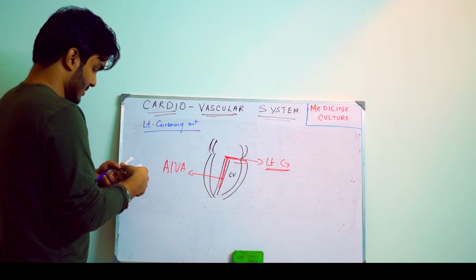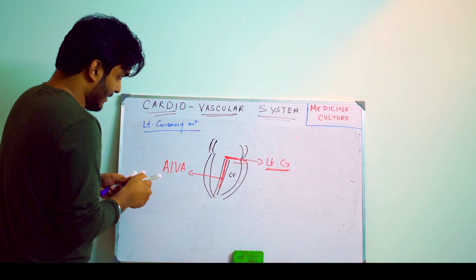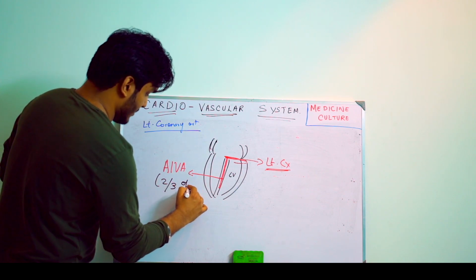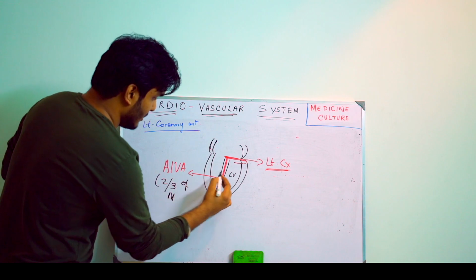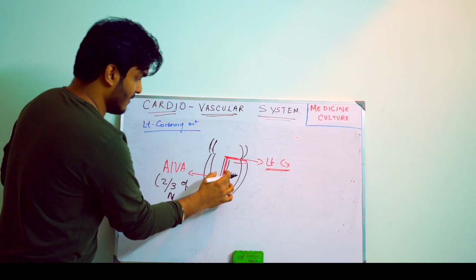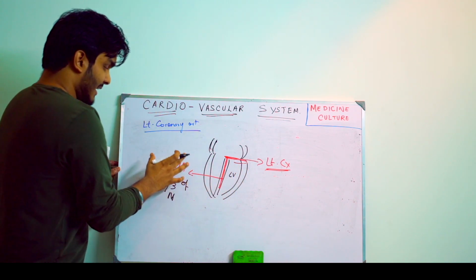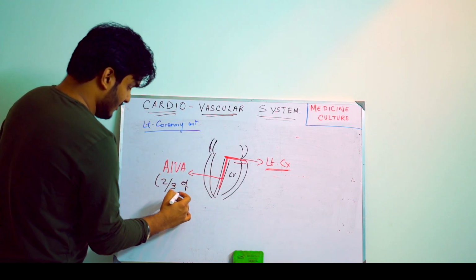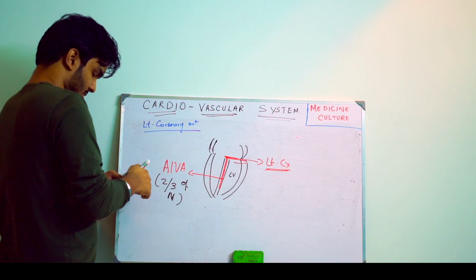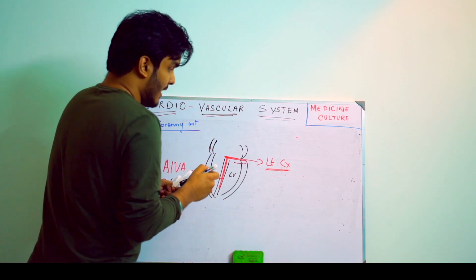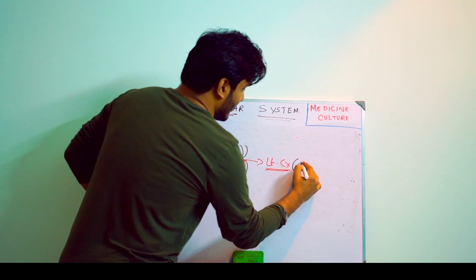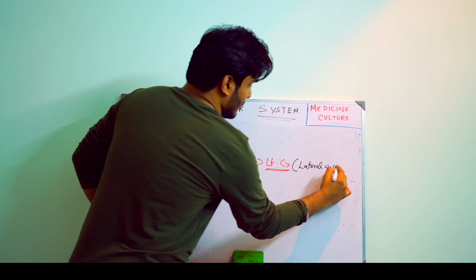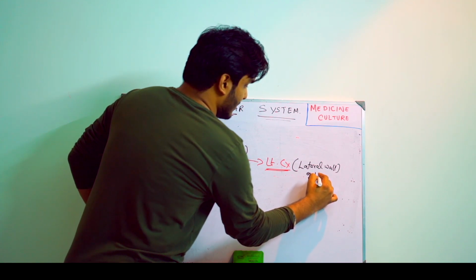It supplies what? So AIVA supplies 2/3 of the interventricular septum. You see, this is the interventricular septum. So this AIVA, anterior interventricular artery, supplies 2/3 of the interventricular septum, and the left circumflex artery supplies this lateral wall. So the lateral wall of the left ventricle.